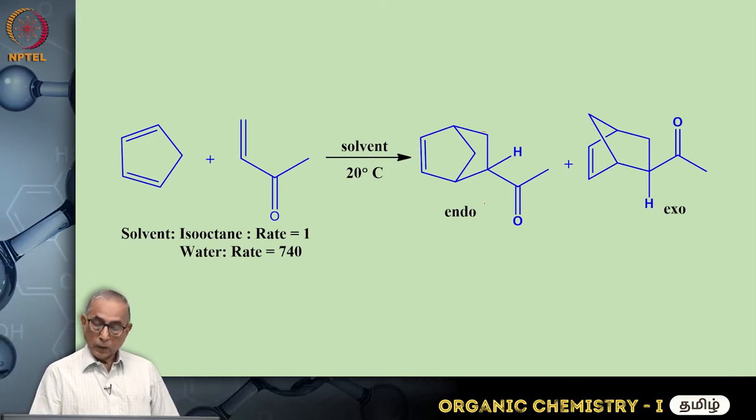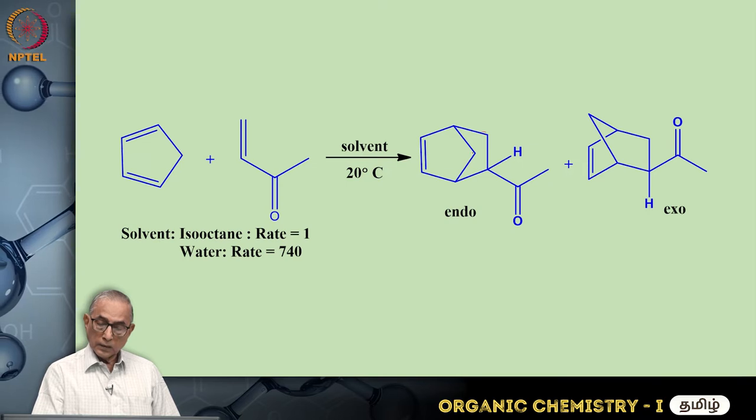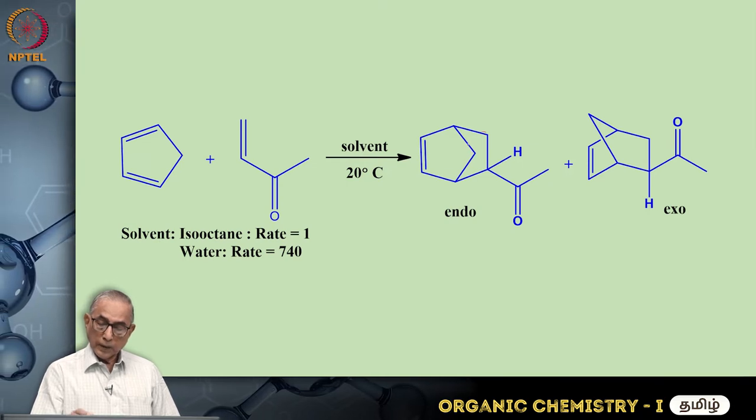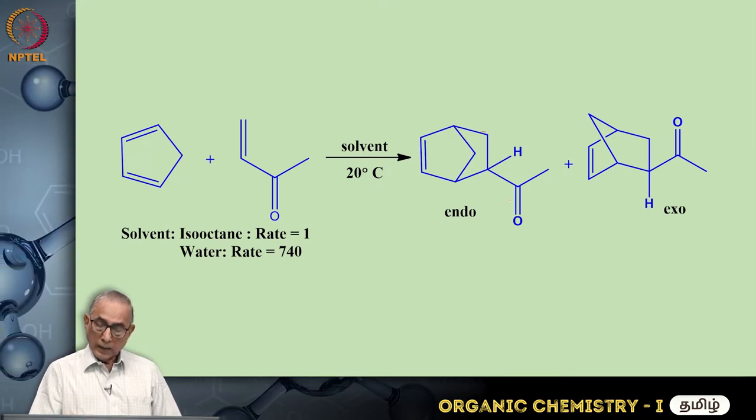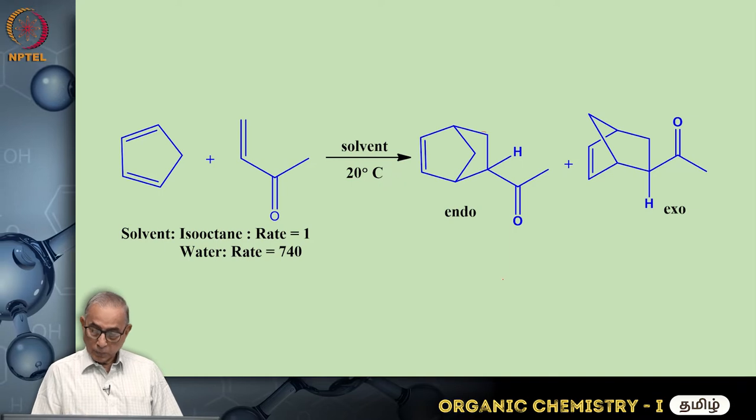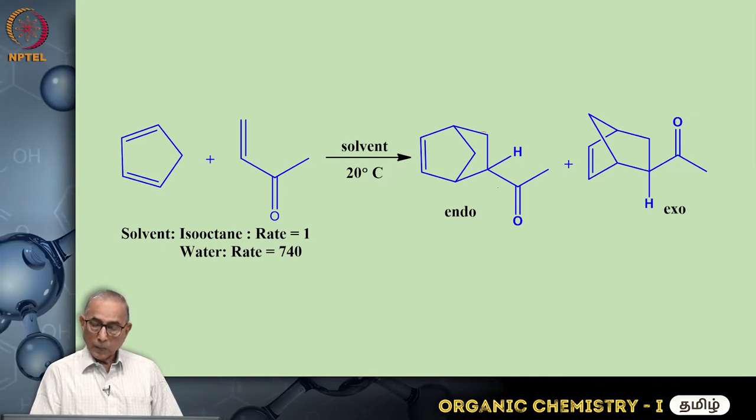This product is endo product. Suppose you have this CH2 group here is above, and this CO group is below. This is called the endo product.